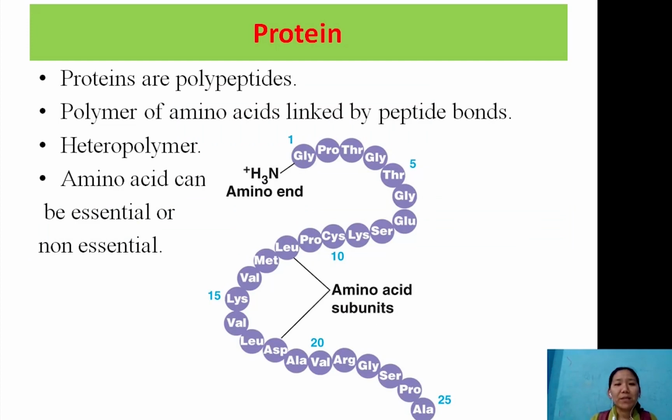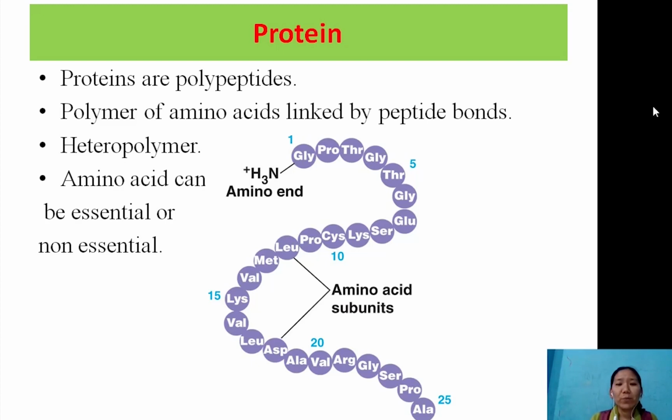Proteins are polypeptides. These are composed of a number of amino acids which are linked by a bond called a peptide bond. And protein is composed of 20 different types of amino acids. That is why proteins are called heteropolymers, because different amino acids make up a protein. It is not the same type of amino acids.